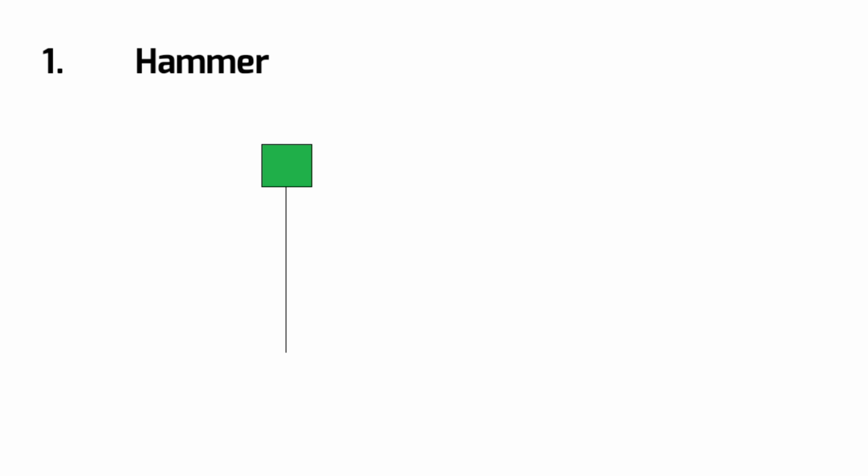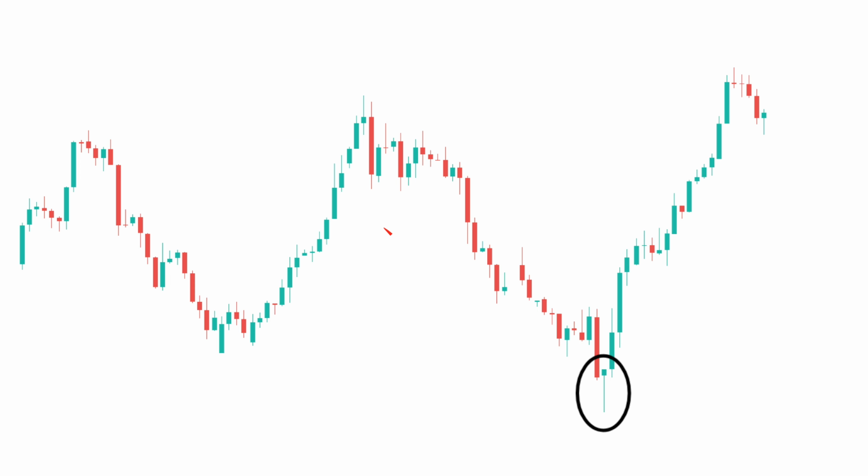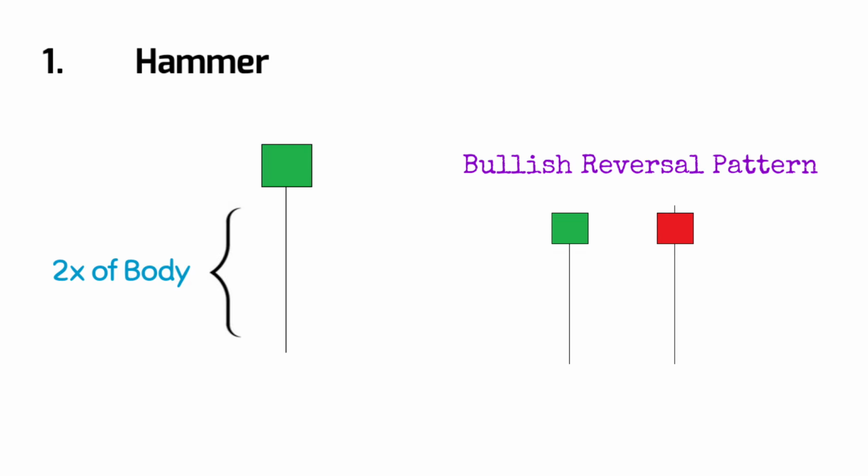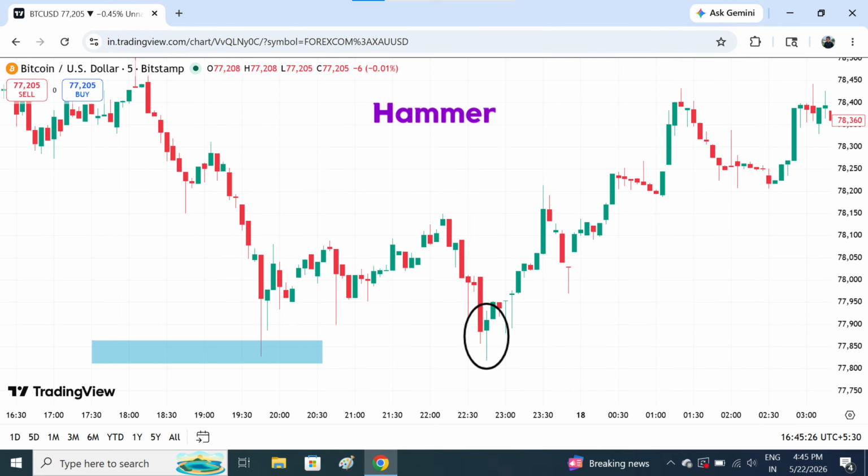So friends, the first pattern is the hammer. Hammer is a bullish reversal pattern that generally forms after a downtrend, and after its formation, we often get to see bullish momentum in the price. One important condition of a hammer candle is that its lower wick should be at least 2 times bigger than the body, and this candle can be either green or red. The hammer candle shows that sellers tried to push the price lower, but buyers made a strong comeback and pushed the price back up. And if a hammer forms near a strong support level, then its success rate increases a lot.